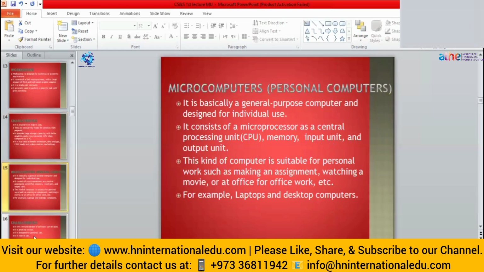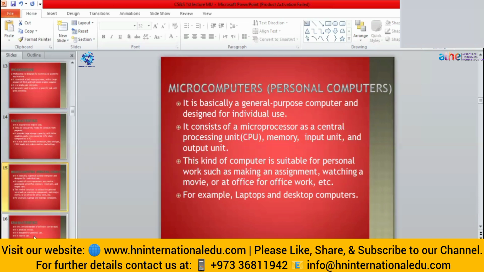Now, the microcomputers are, in other words, personal computers, PCs. These are the most commonly used computers. Every person is using these computers in the offices, at the colleges, or at the homes. So it is basically a general purpose computer designed for individual use. It consists of a microprocessor as the central processing unit, memory, input unit, and output unit. All these four tasks will be in all the computers, because these are the main functions of the computer: input, output, processing, and storage.